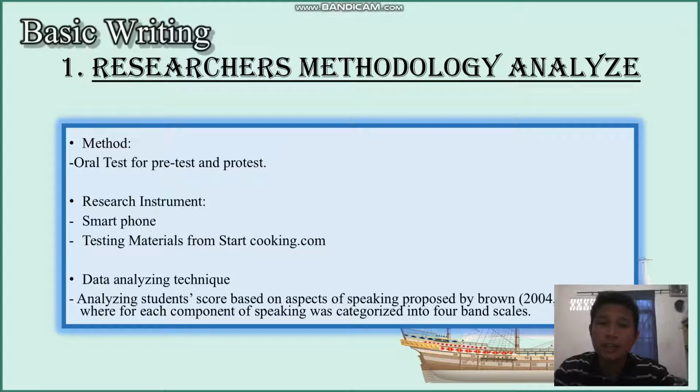For the data analyzing technique, the researchers analyzed student scores based on the aspects of speaking purpose by Brown 2004, where for each component, speaking was categorized in 4 band scales. In addition, the researchers recorded their speaking in every test. This helped the researchers analyze their speaking performance more easily.